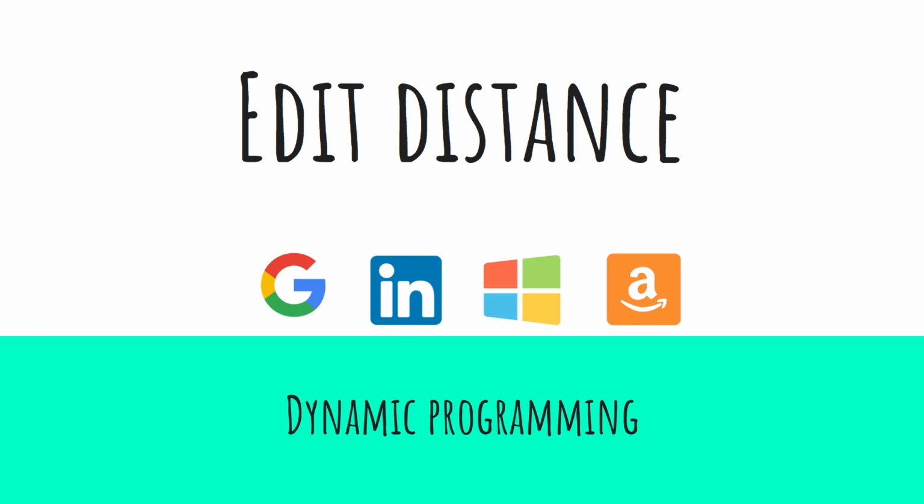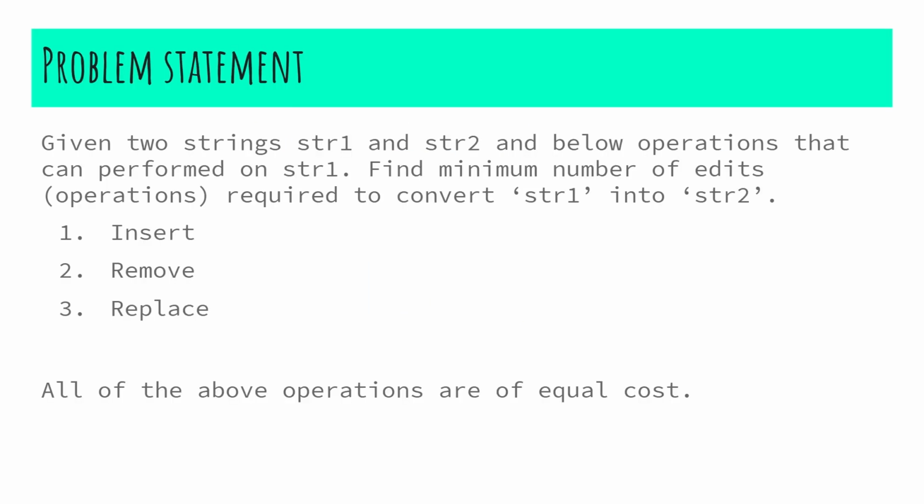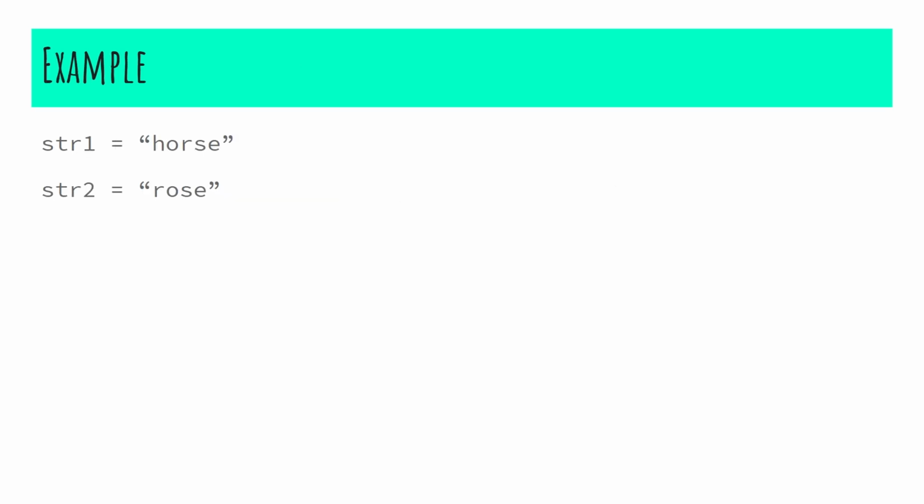Today we are going to solve the edit distance problem using dynamic programming. Let's look at the problem statement. Given two strings, string 1 and string 2, and the below operations that can be performed on string 1, find the minimum number of edits or operations required to convert string 1 into string 2. You can either perform insert, remove or replace operations, and all of the above operations are of equal cost. Now let's look at an example.